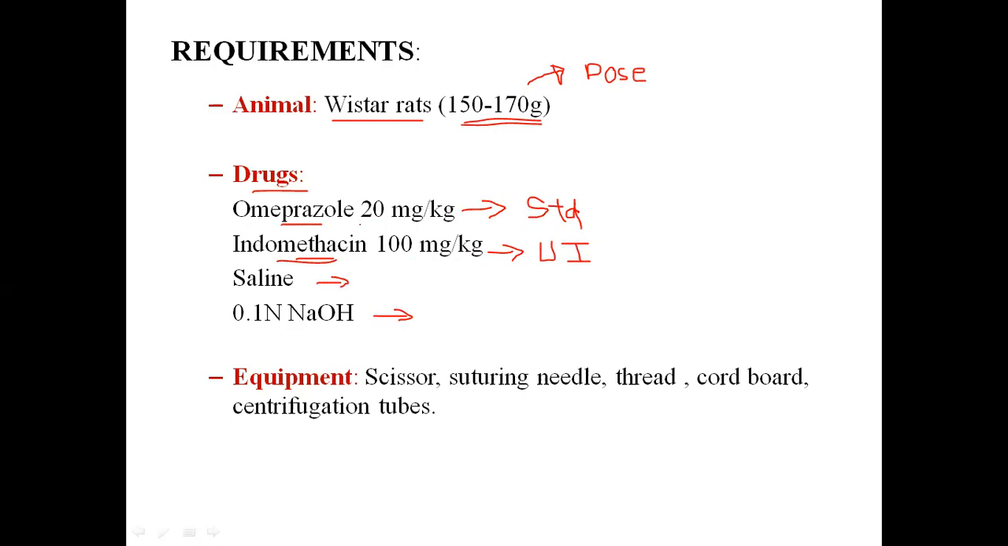Okay. So now see, the dose is 20 milligram per kg and 100 milligram per kg. So you can calculate for 150 gram, just by simple cross multiplication. This is for omeprazole. So for a 150 gram animal, you can cross multiply and find out the dose for this 150 gram weight of animal. Then we have equipment like Caesar and all. So one by one, we will see the use of equipment also.